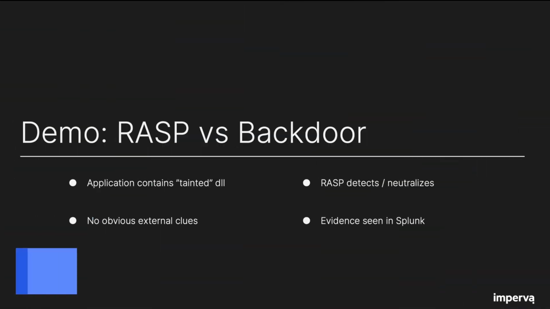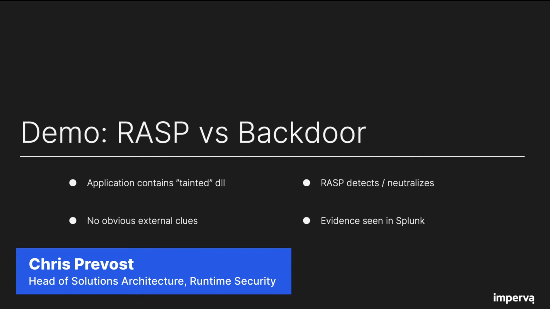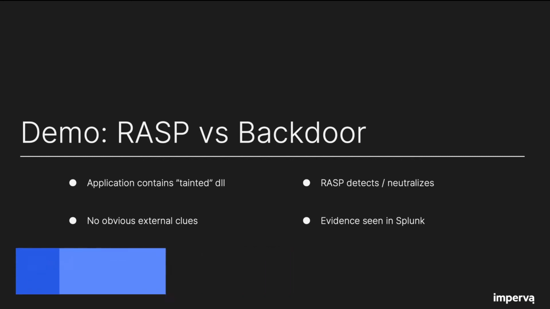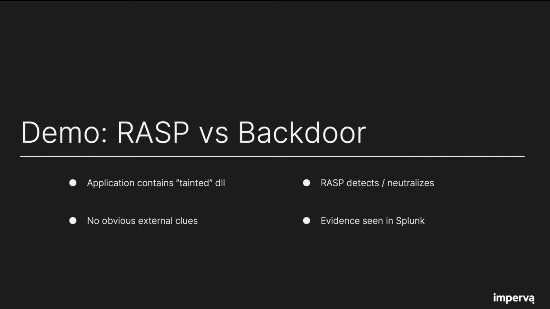Let's take a quick look at Imperva RASP in action as it detects and neutralizes a backdoor. In this scenario, let's assume that we bought an application from a trusted supplier called Acme. The application provides market research on companies that we can invest in. We trust our supplier, but unfortunately, they've been compromised and a bad actor has been able to modify the source code that's in one of the DLLs that make up the application.